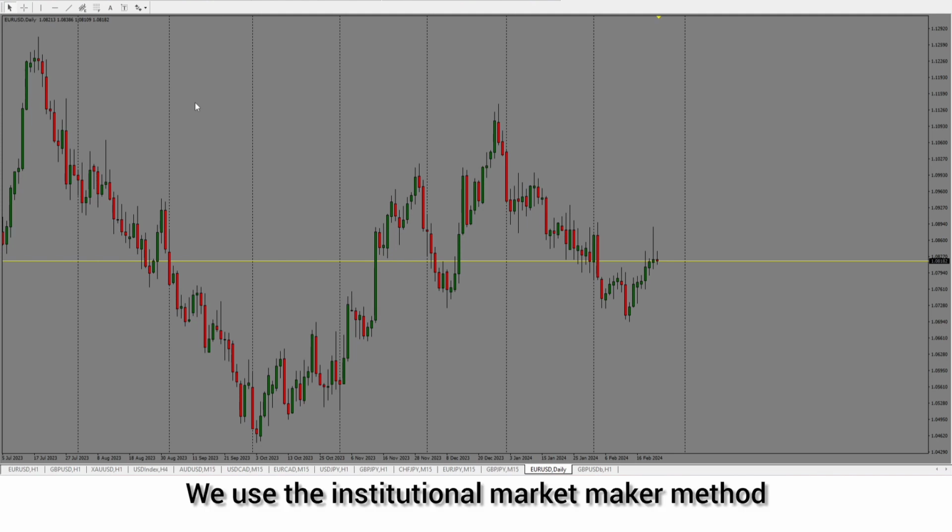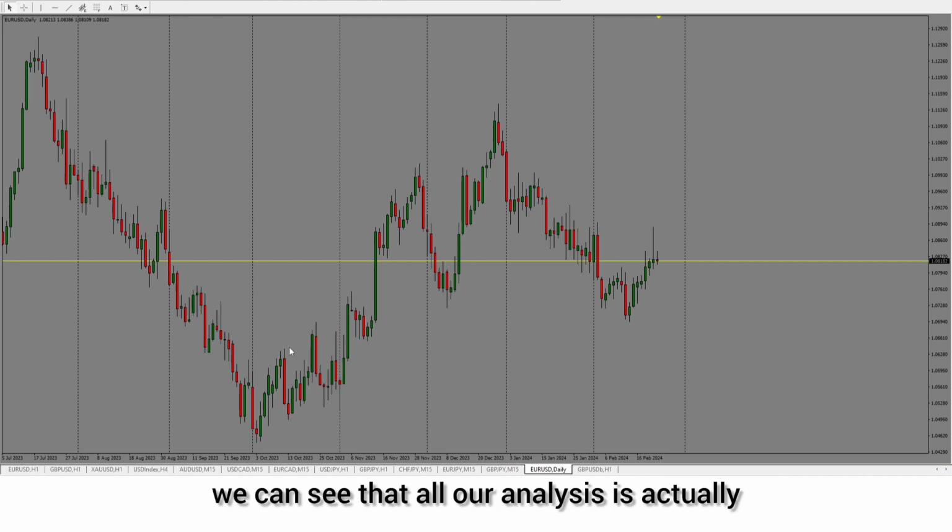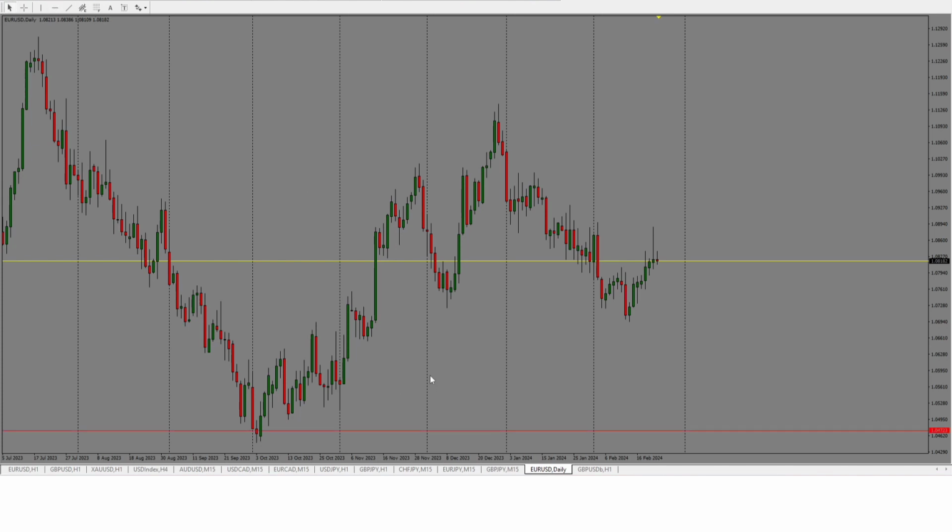We use the institutional market maker method, which involves counting of levels as well as observation of market structure. In this particular case, we can see that all our analysis is starting at this particular point. So from that point, what can we see?